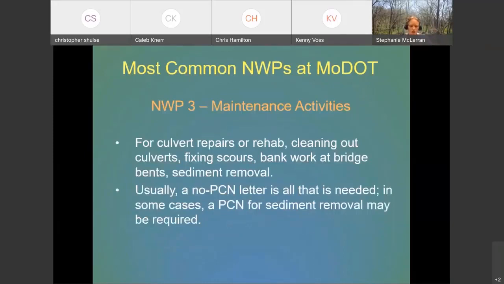So, a couple of the most common nationwide permits that we use at MoDOT. One is nationwide permit 3 for maintenance activities. This includes culvert repairs or rehabs, cleaning them out, fixing scour, bank work at bridge vents, sediment removal, things like that. Usually for these types of projects, based on the permit language, we don't need to have a PCN. The work just falls under the permit as it is. There's no verification needed from the Corps. We're just good to go. We just type up our letter, the documentation, and that's all we have to do.